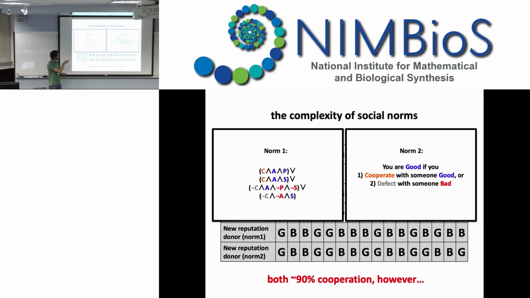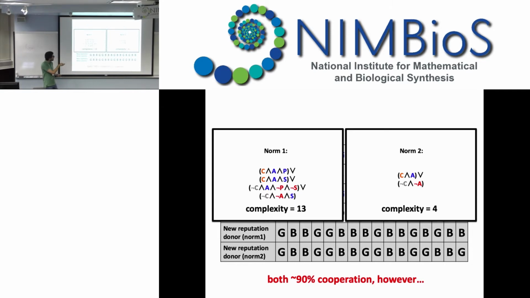So this one will have 13 literals. This norm 2 will have 4 literals. So we can say that this norm has a complexity of 13, and this norm has a complexity of 4. So we can quantify the intuition that we had previously about the complexity of these norms.